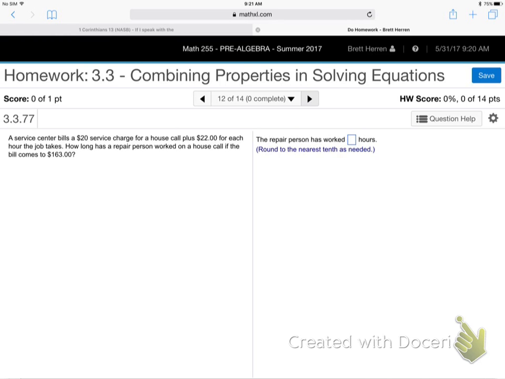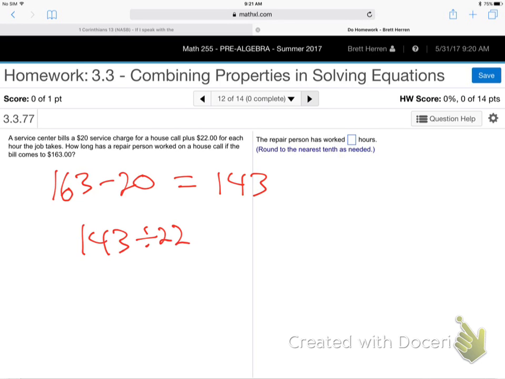So it is 6.5? You guys getting it already? Good. 6.5, yeah. So what do we do first? Take the $163 bill and do what? Let's subtract the 20, the service charge, because that sounds like a one-time fee thing. Yeah, subtract the 20. And you get, what's that, 143? And then take the 143, and what do we do next? Divide by the $22 per hour to find out how many hours.